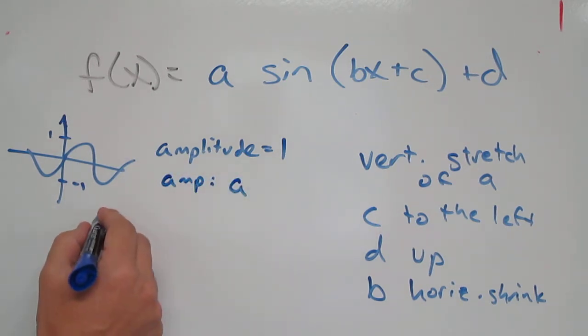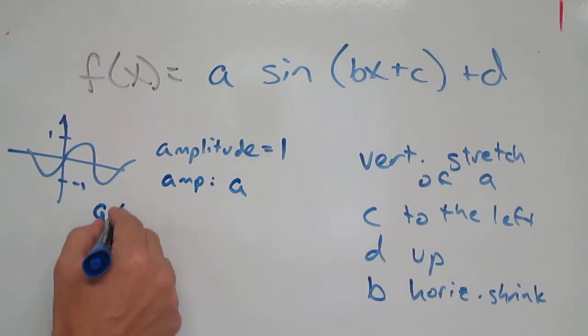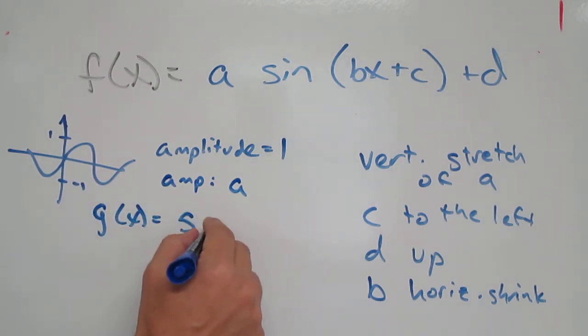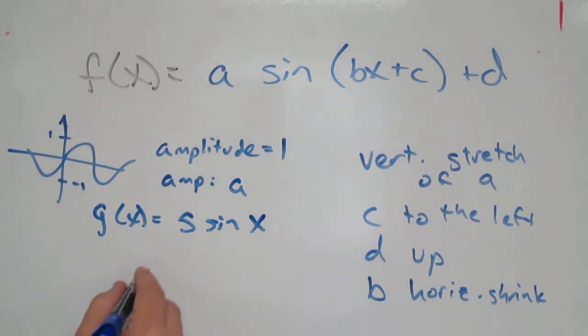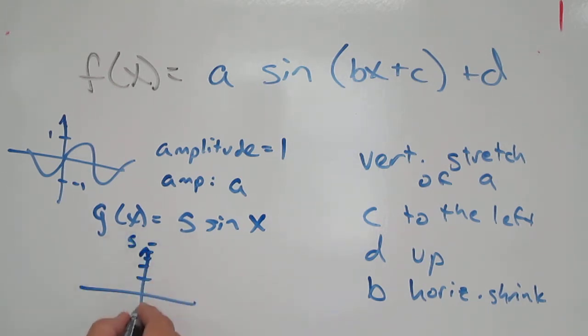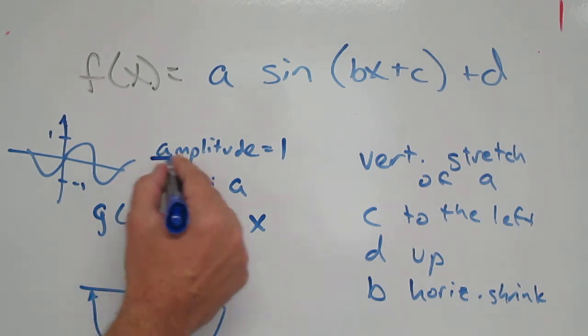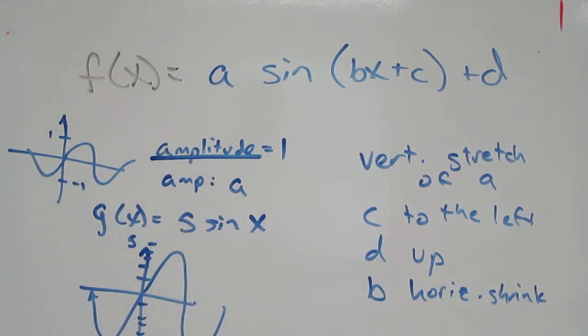So if I had just a function that said g of x equals 5 times the sine of x, the only thing that would change in that graph is instead of just going to 1, it would go up to 5 and down to -5. So it would just look like this. So we would have a vertical stretch going on, but the key word here is amplitude. Often we'll ask in a sinusoid, what is the amplitude? Okay.